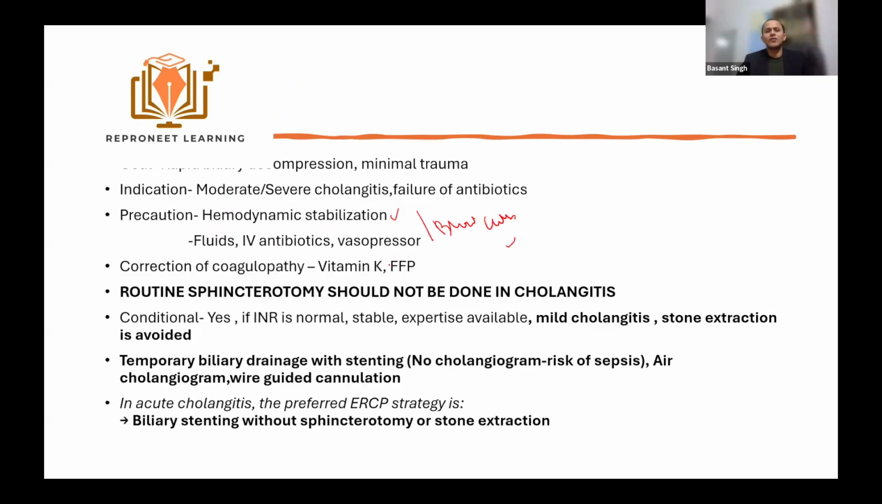Very, very important. Routine sphincterotomy should not be done in cholangitis, especially in severe cholangitis. Although in mild cholangitis, you can still consider a stone clearance, in moderate and severe, you should not do a stone clearance and sphincterotomy. What we do is temporary biliary drainage with stenting, no cholangiogram because of risk of sepsis. What we do is wire-guided cannulation. So in acute cholangitis, the preferred ERCP strategy is biliary stenting without sphincterotomy or stone extraction. That is very, very important to understand.